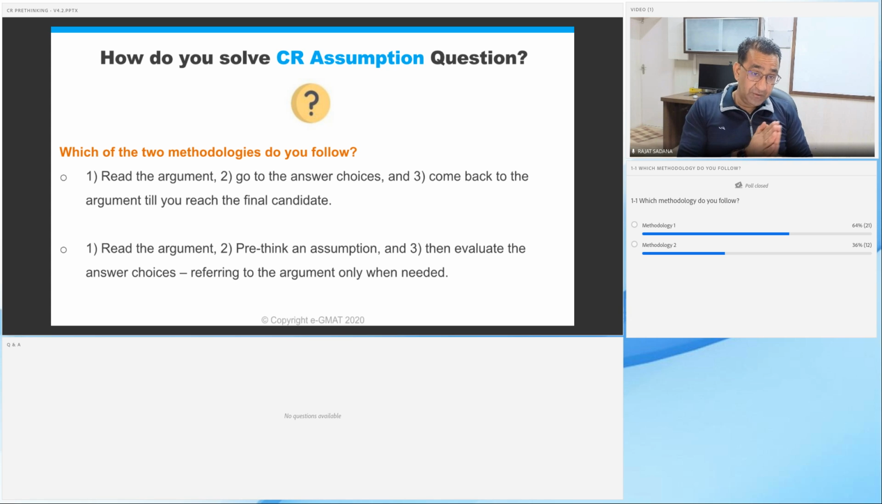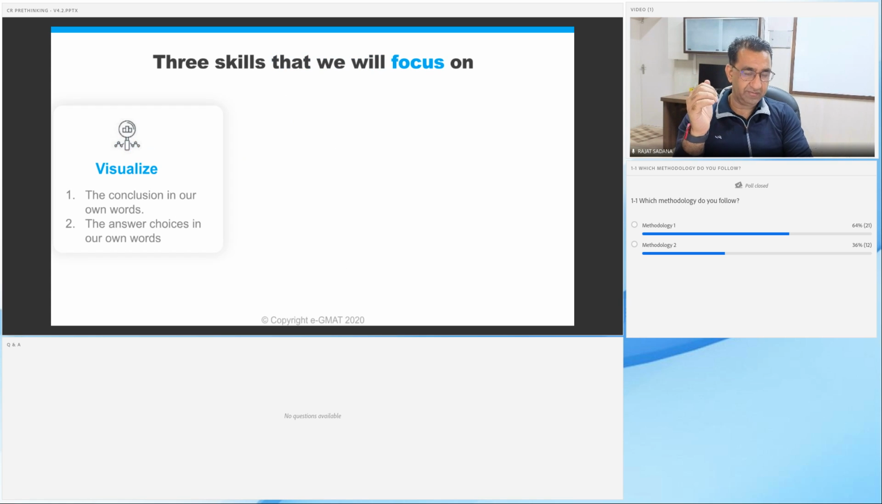For those of you who are following the pre-thinking approach, I'm going to tell you how to become better pre-thinkers, how to build the skills that are a prerequisite for pre-thinking, and how to go slow. Again, the key to answering questions quickly is going slow. The key to answering questions quickly is spending more time on the argument in critical reasoning.